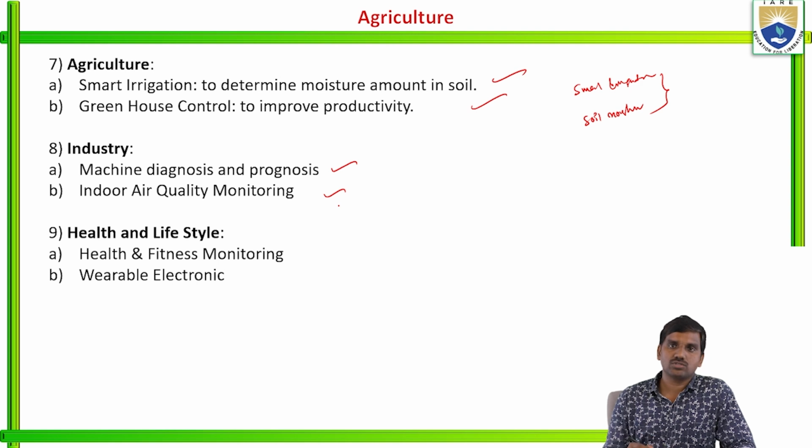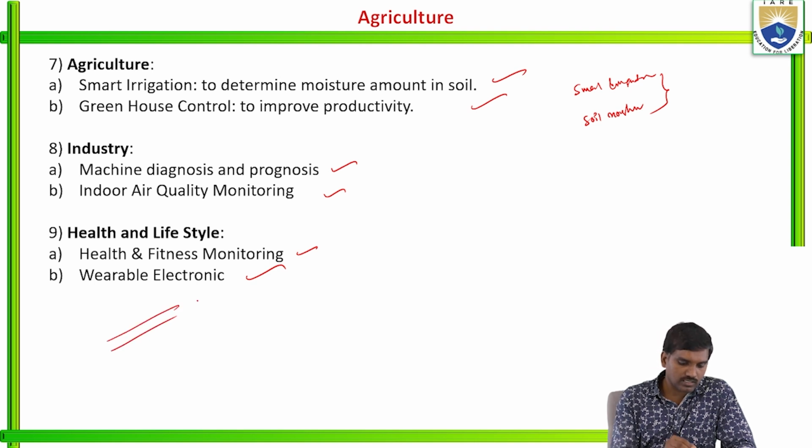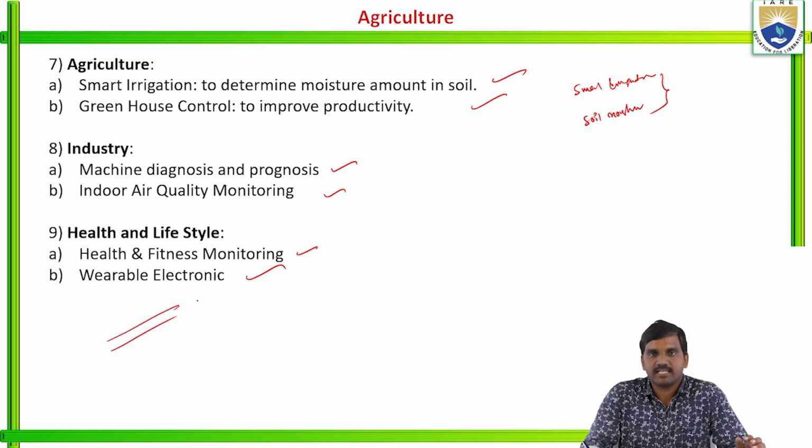In industry also, we have to identify the lifetime of the big machines, how long they are going to work, what the lifetime is, what the working hours are; like that we have to measure in industry applications. And health and lifestyle: health and fitness monitoring and wearable electronic gadgets. These are the nine IoT domains, with their specific applications under the health and lifestyle. So these are the different applications under the different domains.